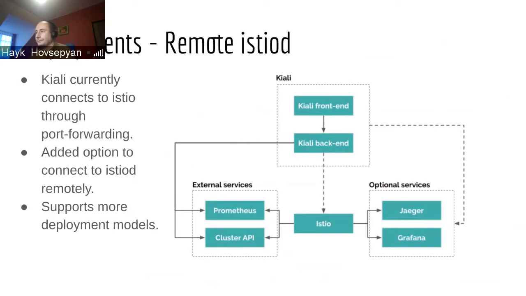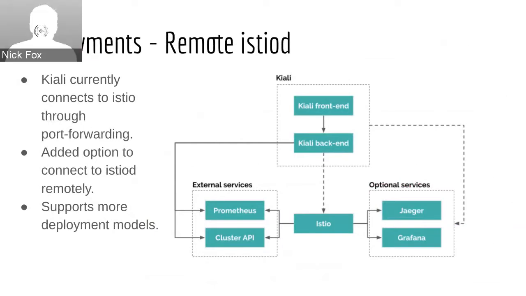Thanks, Heike. Yeah, the point of this feature is for Kiali to support multiple deployment models and to increase the amount of ways that you can deploy Kiali. So what you see on the right there is an architecture diagram of different dependencies that Kiali has. One of those is the Istio server, and Kiali currently connects to Istio by port forwarding to the Istio pods.